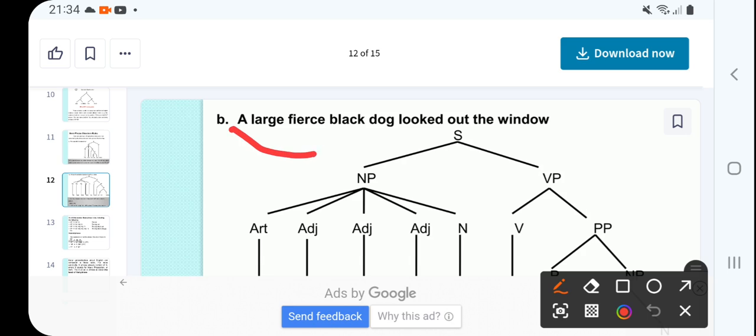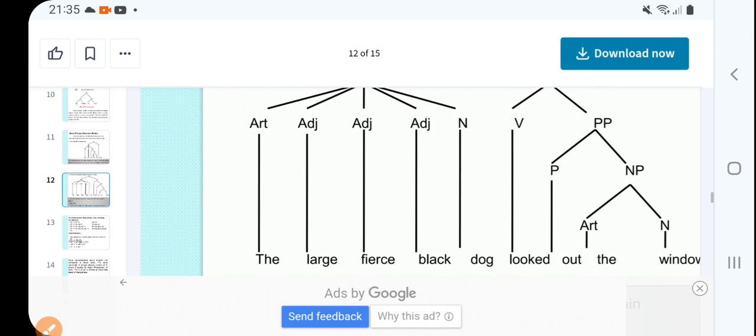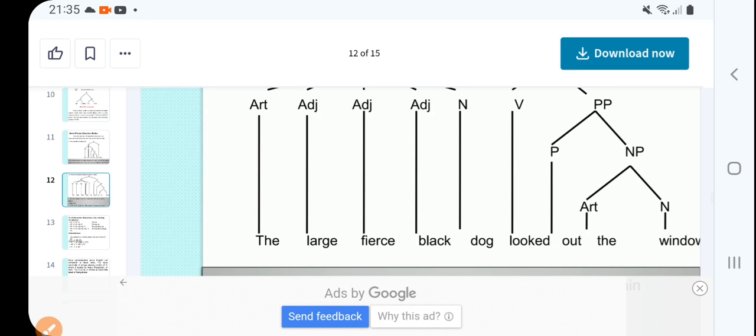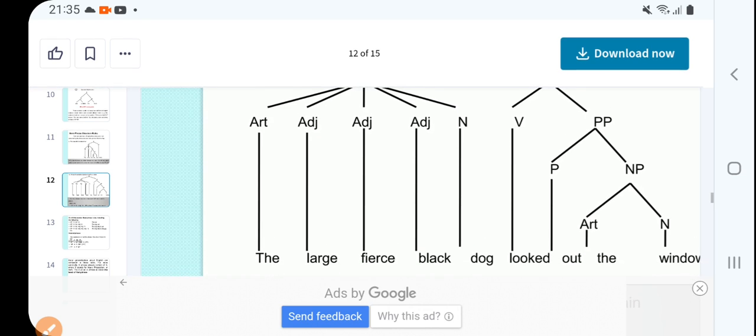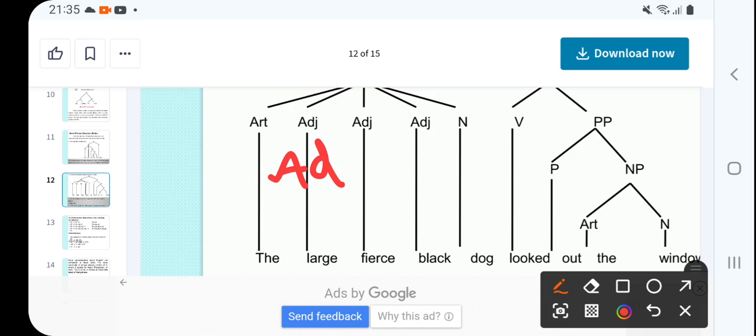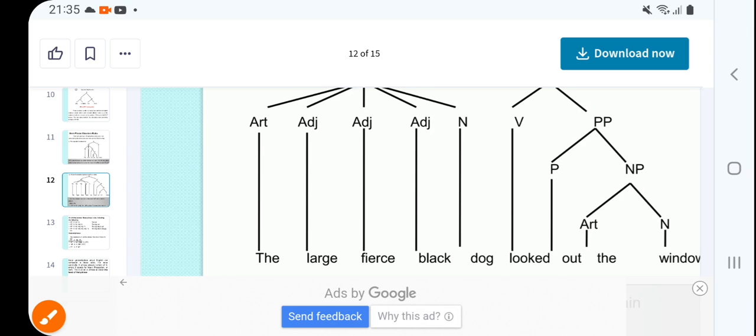A black dog, we can say that a black dog looked out the window, right? But this is large, fierce, extra. So another node is there: sentence, noun phrase, verb phrase, then the large fierce black dog. So there are a number of adjectives. However, these are actually adverbs. This is also an adverb and this is the adjective, because in a sentence one adjective is there and the rest of the adjectives convert into adverbs, because an adverb qualifies an adjective also. So the large and fierce are adverbs, not adjectives. Okay, so you can show the adjective here.